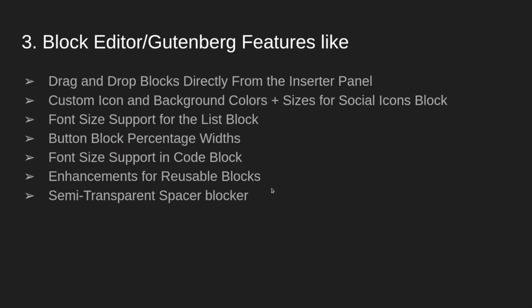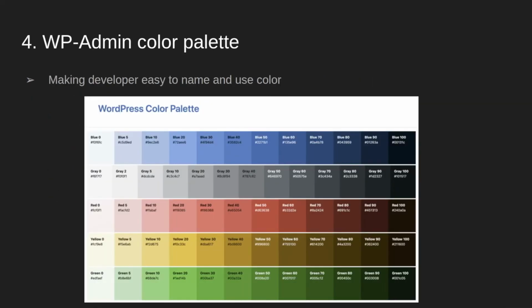And another functionality of 5.7 is that it enhances reusable blocks. Whenever we use certain blocks, we can reuse their style as well as all other CSS in another area by using the reusable blocks function. And it also provides semi-transparent space blockers.